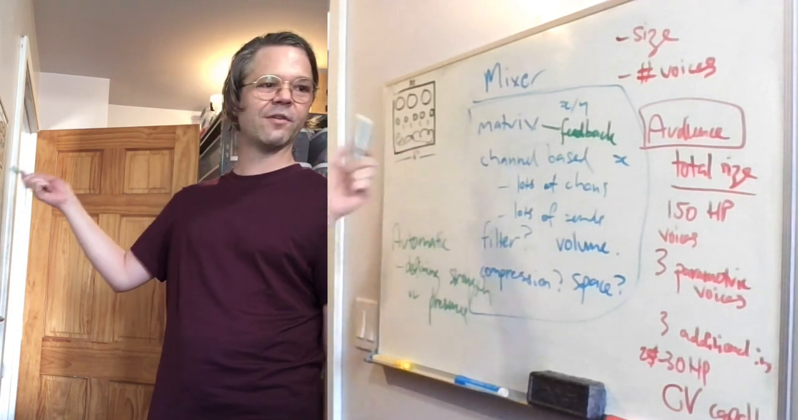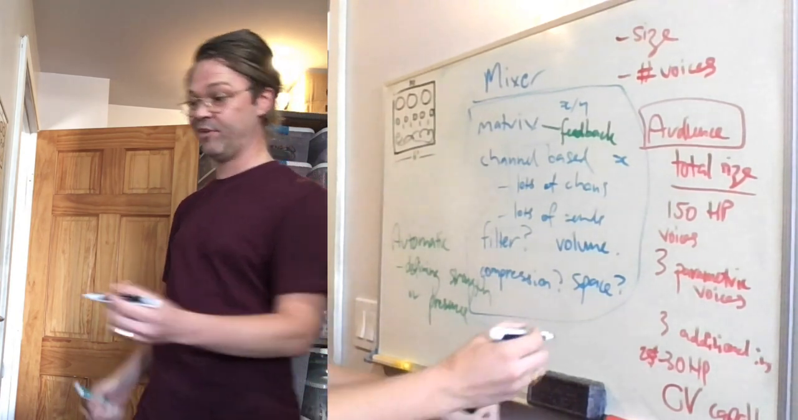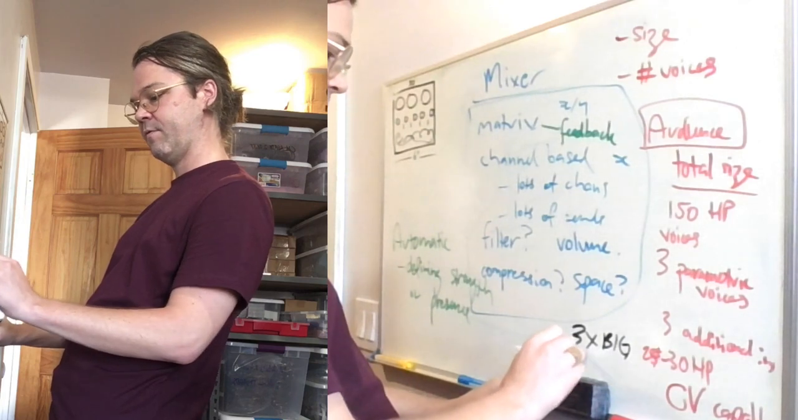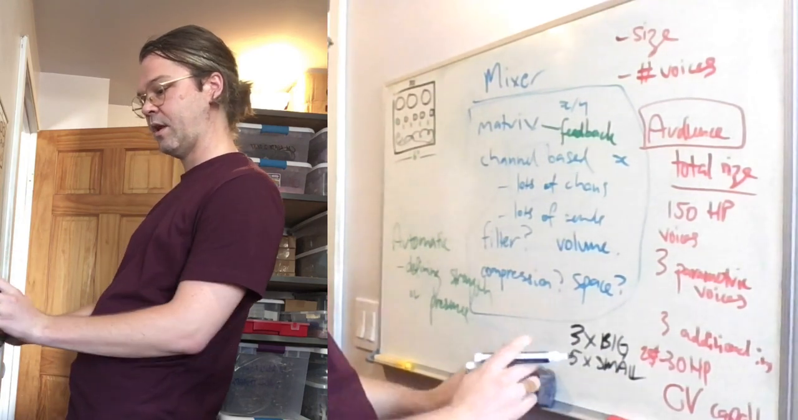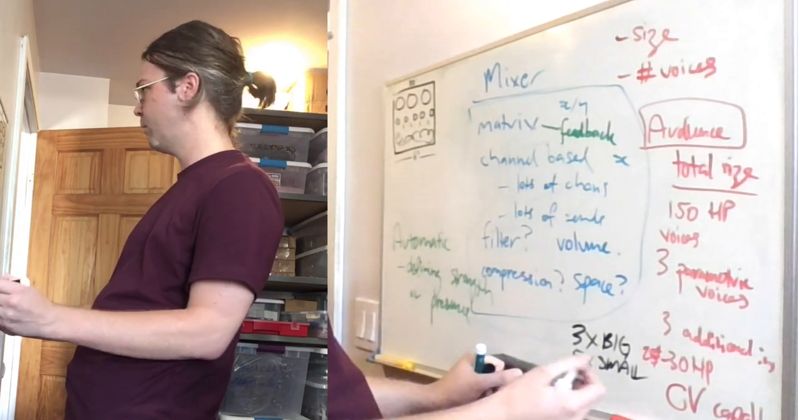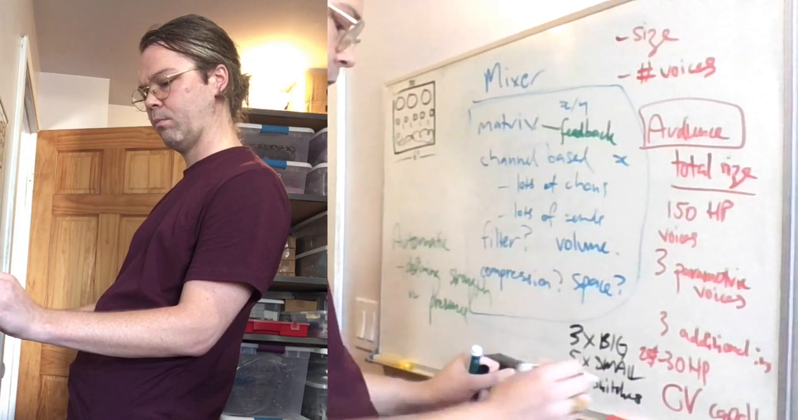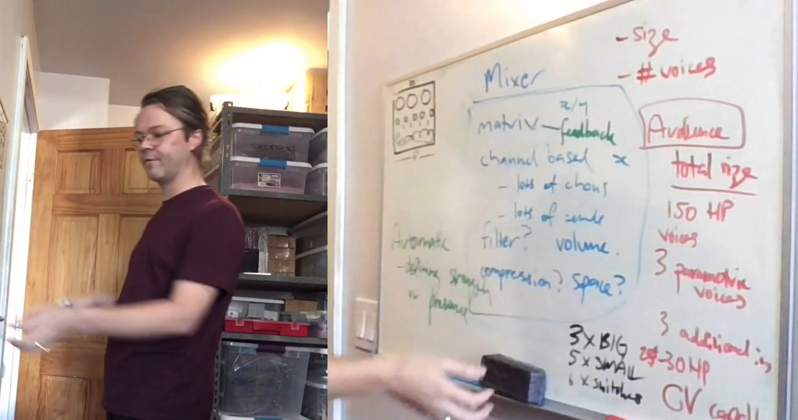I don't want to do a symmetrical thing, but that's just to kind of prove the point that we have, realistically, 3 big, 5 small, and say we can probably actually do 6 switches if we need them. As a concept for sizing.